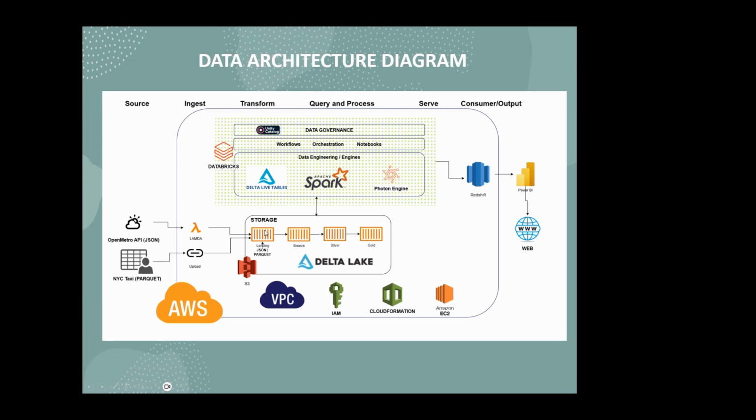Now, the next phase of this demo will be, how do we get this data? We know we have it in JSON and Parquet file format, and we have it now in S3. How do we get all of these transformations completed? That's going to be the next video.